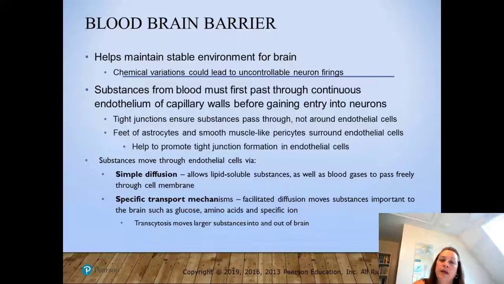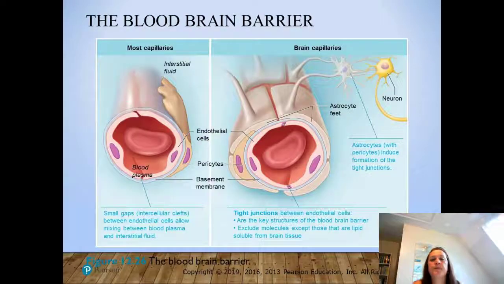So that blood-brain barrier helps maintain a stable environment for the brain. Certain things can go through, certain things can't go through. There's simple diffusion, but then there are these specific transport mechanisms that only allow in certain things and other things are not allowed in. So it's a really interesting barrier that doesn't exist anywhere else in the body.